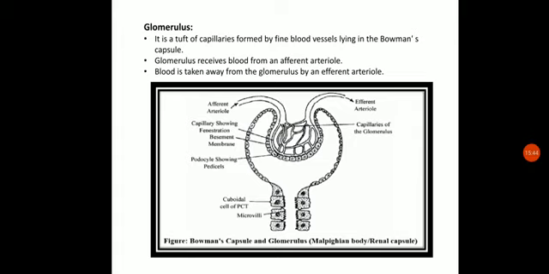The diameter of each of these filtration slits, or pores, is 25 nanometer. Pedicels also possess contractile filaments which help in the passage of filtrate through the filtration slit. So pedicels will be assisting in this filtration as well. How? Because they have specific filamentous structures which are responsible for causing contraction.